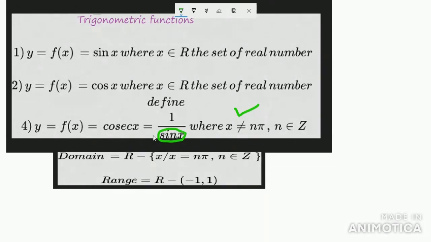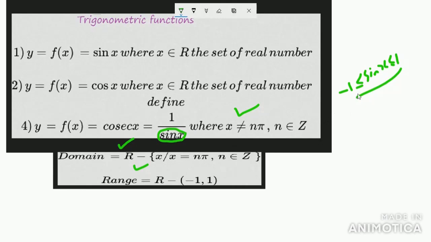And here the domain of the function is R minus n pi, and the range of the function is R minus (-1, 1). The reason is, cosec x takes a value either greater than 1 or less than minus 1, because it is the reciprocal of sine, and you know the value of sin x lies between minus 1 and 1. Minus 1 is less than or equal to sin x, which is less than or equal to 1. This is a result you already know.